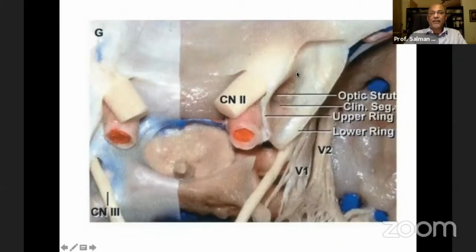Here we can see the anterior clinoid has been removed, and we can see the optic strut just here. You have got the upper and the lower ring of the covering that goes around, and it's really thin. And this basically guides you anytime that you want to be decompressing in that particular area when you're taking out the clinoid.